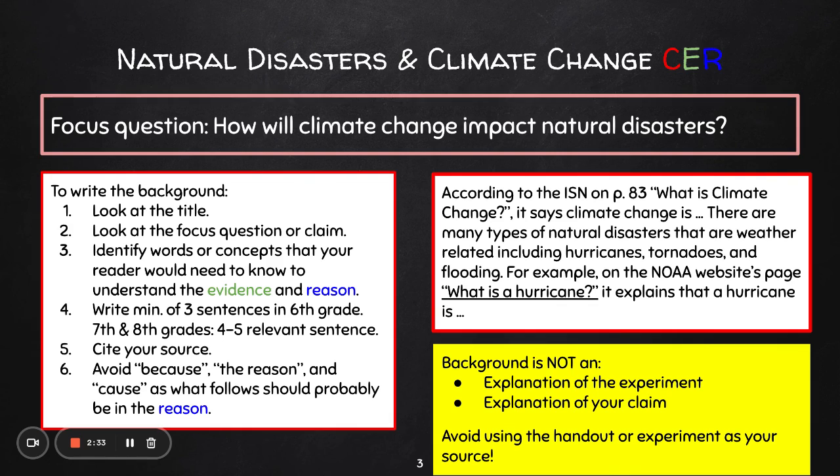It's not to say that it can't work on occasions, but for the most part, you should scan for because and reason and ask yourself, is what follows answering the claim? Because if it is, you should delete whatever follows because.